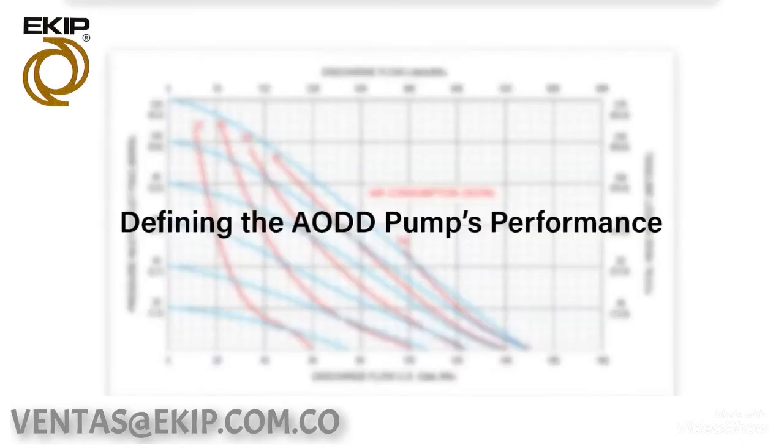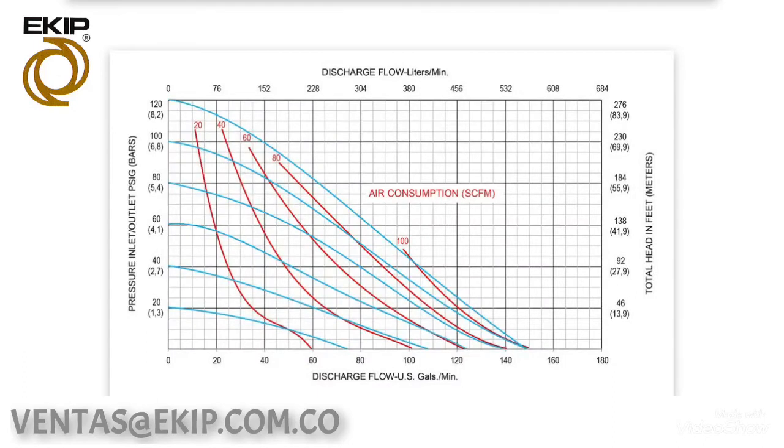The AODD pump performance curve defines the pump's performance based on a specific operating point, utilizing the required gallons per minute at a certain feet of head. For example, a manufacturing plant requires an AODD pump to be able to perform at pumping 50 gallons per minute at 115 feet of head.